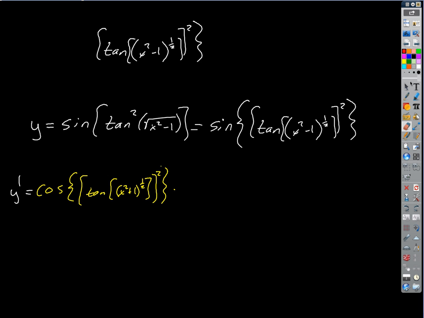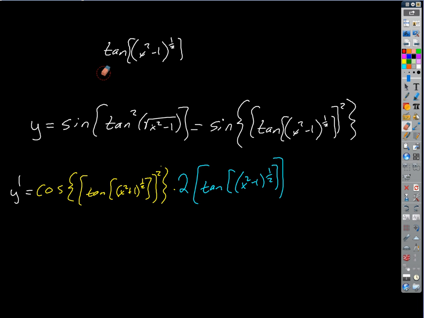Right? Next layer. Squared. Derivative of hand squared is 2 hand. Okay, so now we've got 2 times hand, which is tangent of x squared minus 1 to the 1/2. Right? And so now we can erase squared. Okay, good.